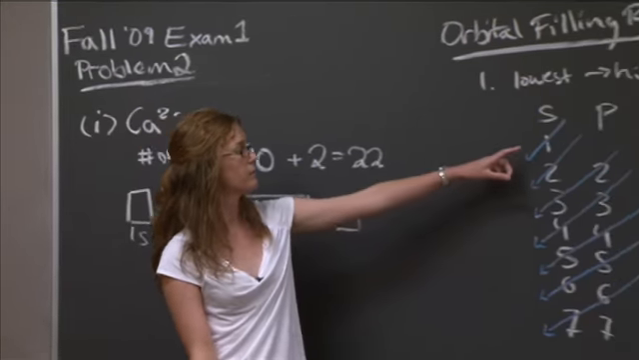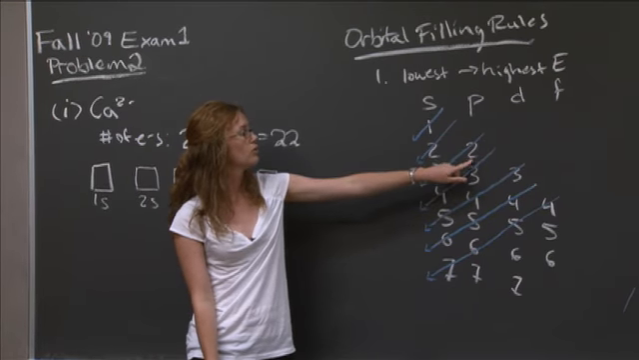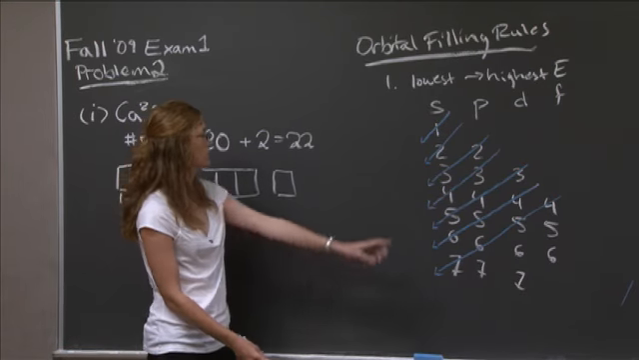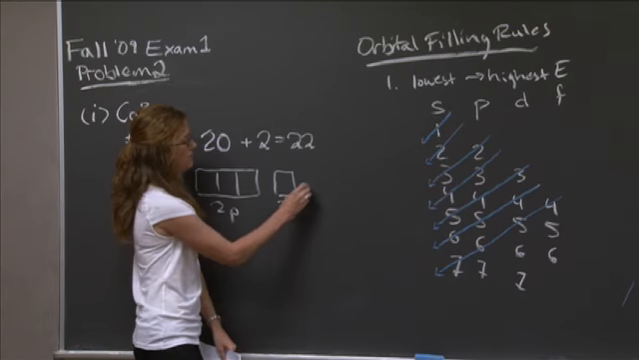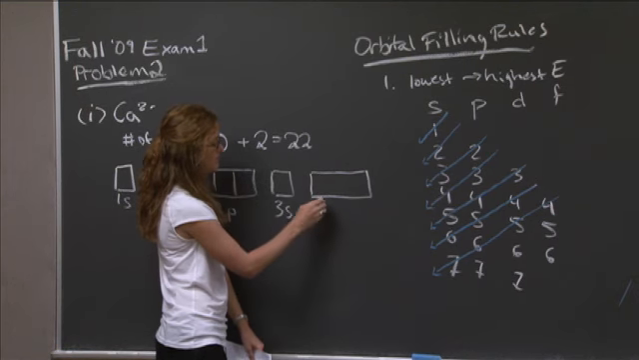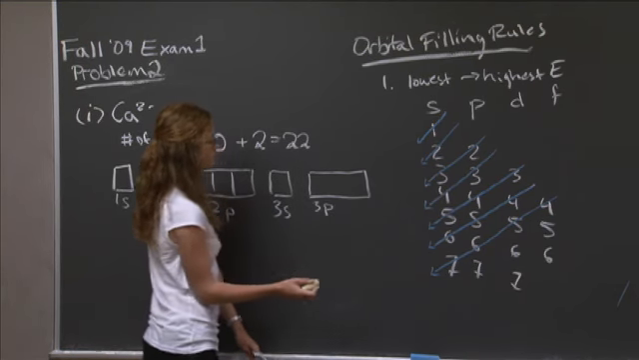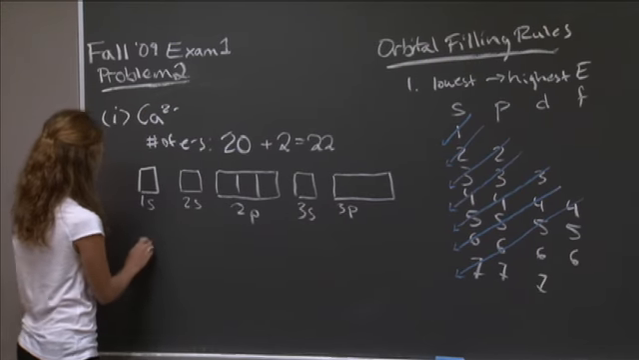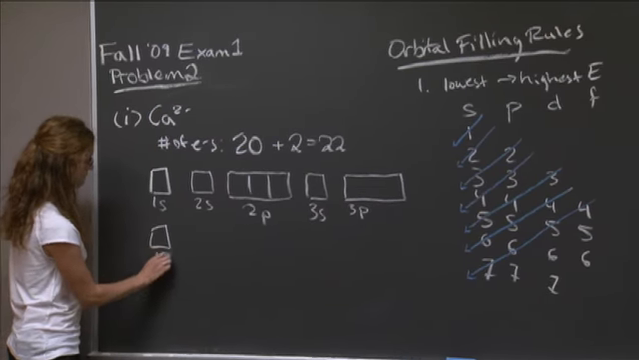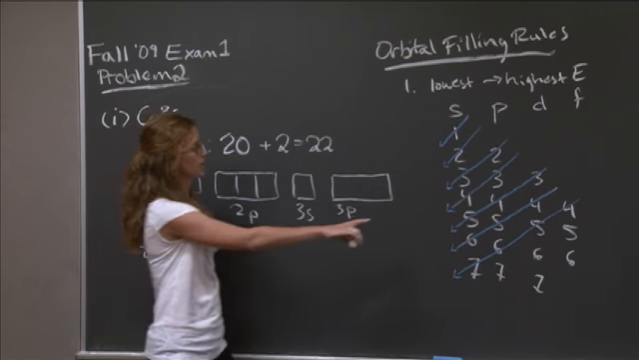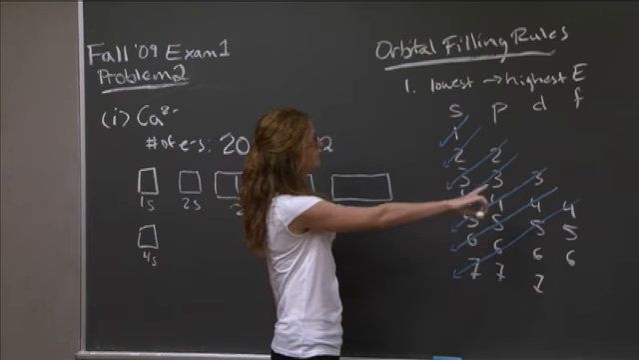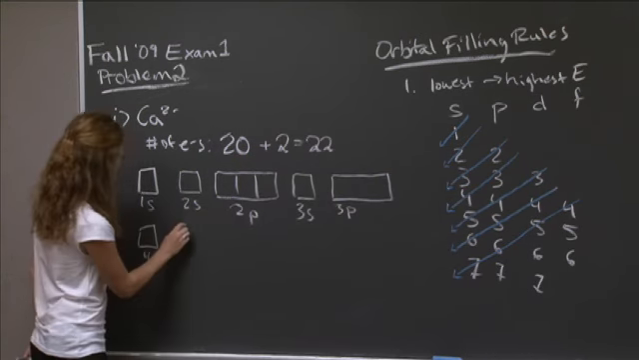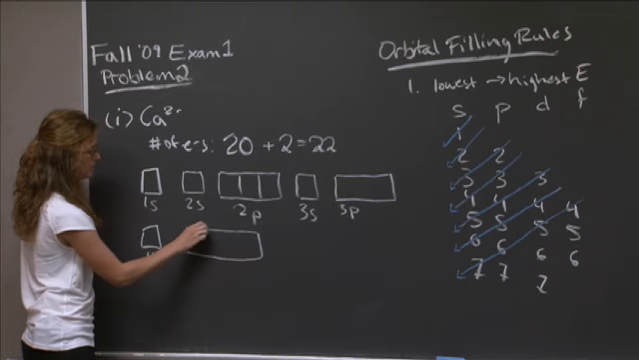So we have 1s, 2s, 2p, 3s. So 3s here. We're going to do the 3p. And after the 3p, we do the 4s. And after the 4s, we do the 3d, which has 5 boxes, right?